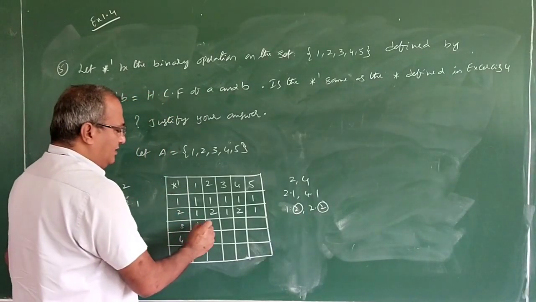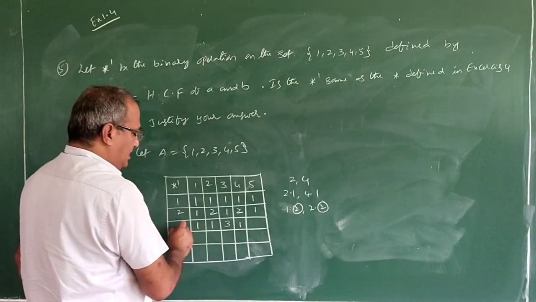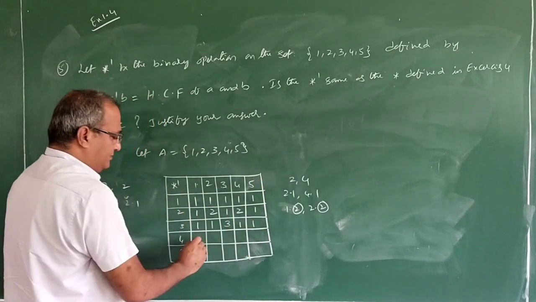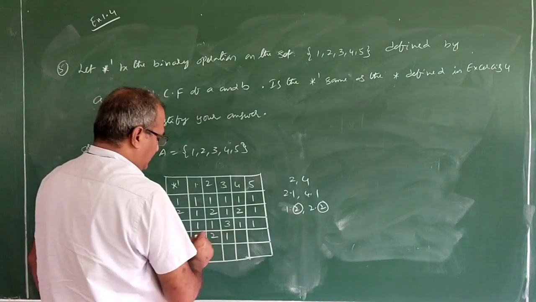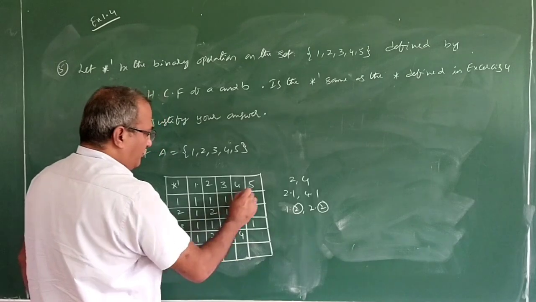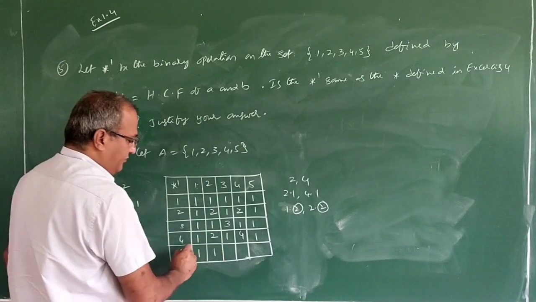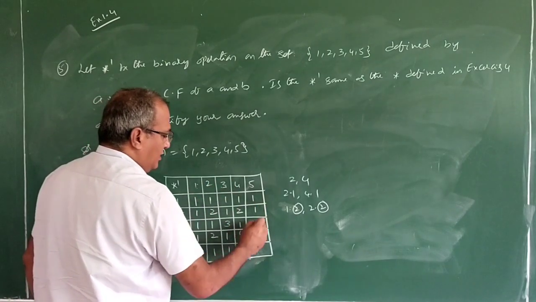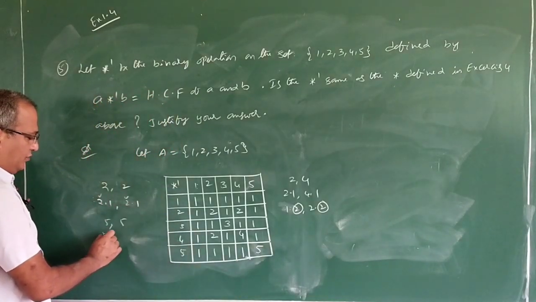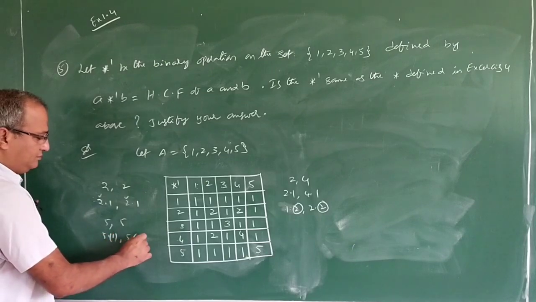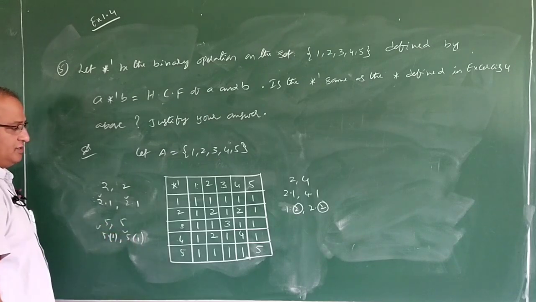3, 1 gives 1. 3, 2 gives 1. 3, 3: the common factor is 3. 3, 4 gives 1. 3, 5 gives 1. 4, 1 gives 1. 4, 2 gives 2. 4, 3 gives 1. 4, 4 gives 4. 4, 5 gives 1. 5, 1 gives 1. 5, 2 gives 1. 5, 3 gives 1. 5, 4 gives 1. Take 5, 5: 5 times 1, 5 times 1. 1 is a common factor and 5 is also a common factor, but the highest is 5.